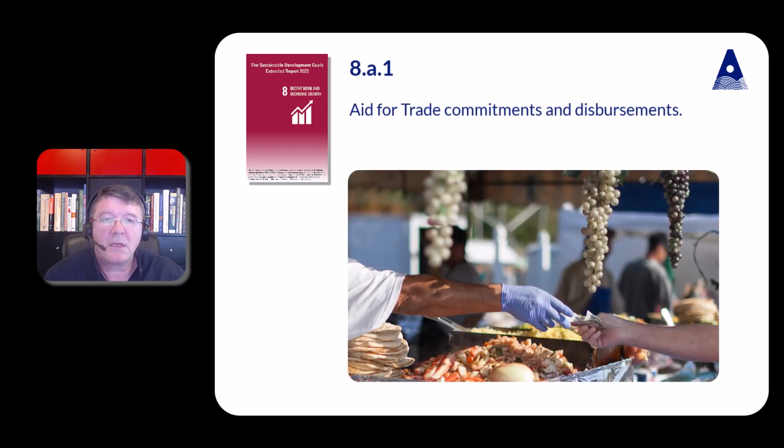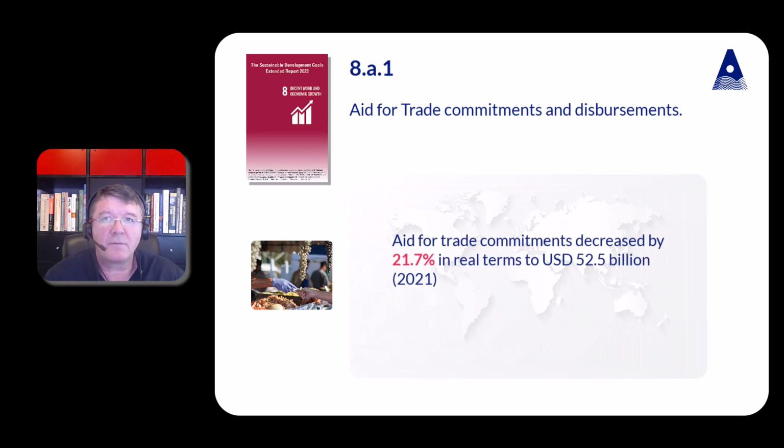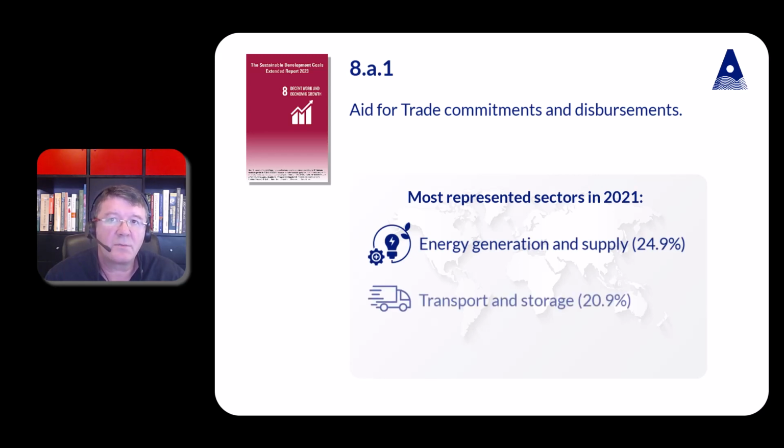The key heading here is that aid for trade drops in 2021 by 22%. In 2021, aid for trade commitments decreased by 21.7% in real terms, to $52.5 billion. The most represented sectors in 2021 were energy generation and supply, which was almost 25% of total aid for trade commitments, transport and storage at 21%, and banking and financial services at just under 16%.